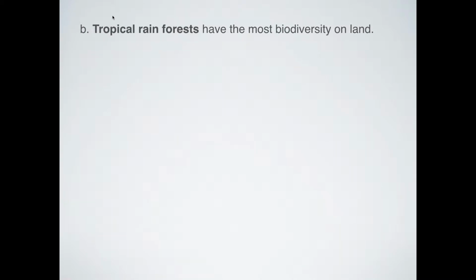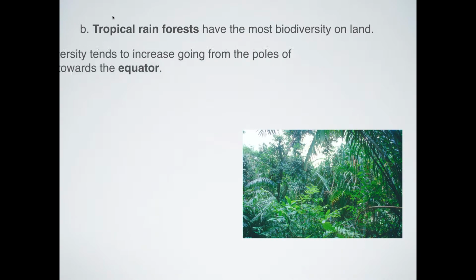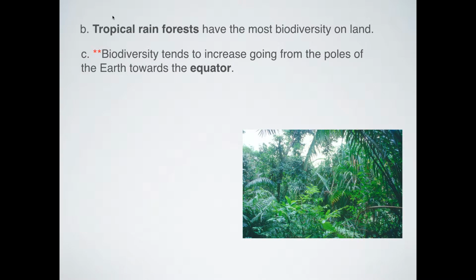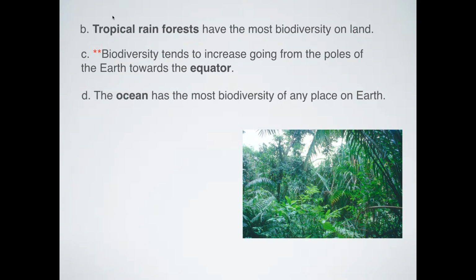All right, so tropical rainforests have the most biodiversity on land. That's without question. Biodiversity tends to increase as we go from the poles, like the North and South Pole, towards the equator. So the equator is where you find the most biodiverse area that you can live. Again, tropical rainforests are found along the equator for that reason. But if we're looking at the most biodiversity of any place on Earth, that would definitely be the ocean. The ocean definitely has more biodiversity than any other place that we'd ever find, even on land.